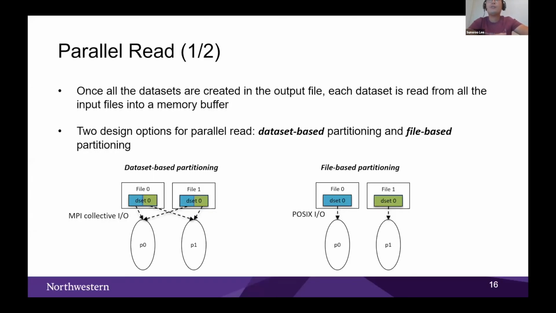Okay, the parallel read. We have been talking about the metadata handling. Now we'll talk about how to concatenate the actual data. We are given a large number of files. We have two design options. All the processes can go through all the data sets one after another, reading the data set using the MPI collective IO. The other option is we distribute the files to all the processes evenly, and then they independently read the data sets using POSIX IO.